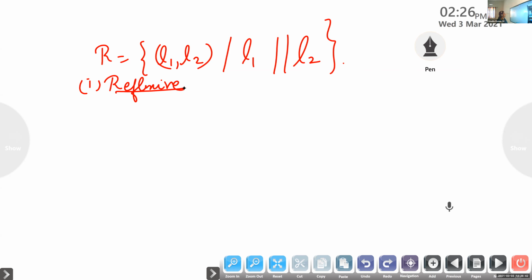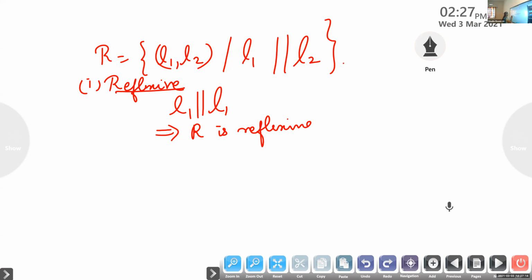Now reflexive, is it reflexive? Yes, very good, Gayatri. A line is parallel to itself, isn't it? If you take a line L, a line will be parallel to itself. Therefore, it is reflexive. If you take a line, it will be parallel to itself. Therefore, R is reflexive.